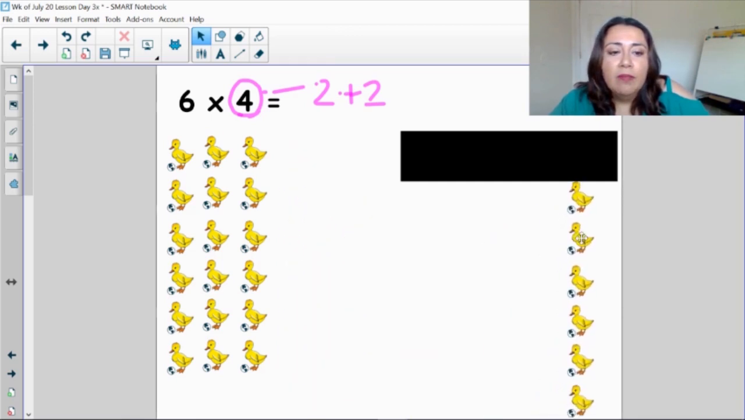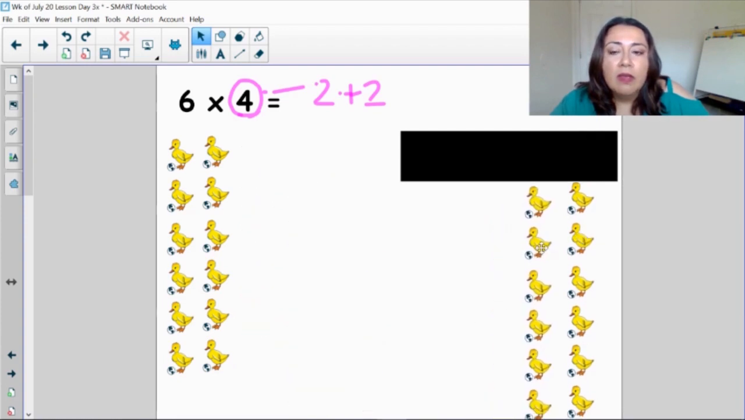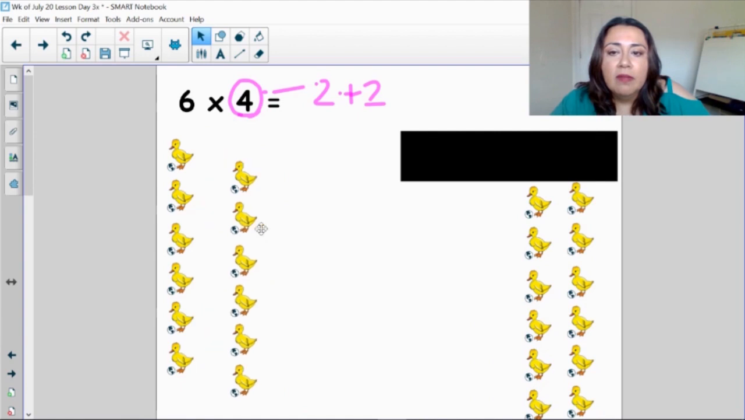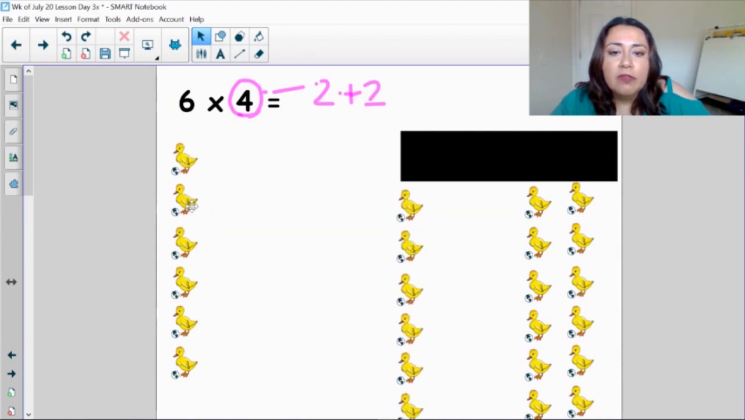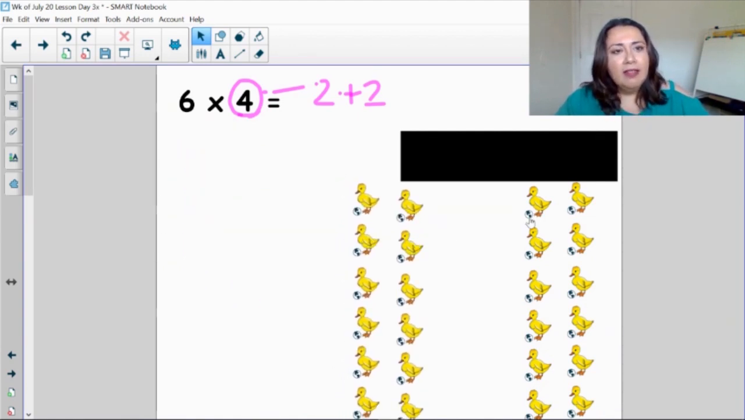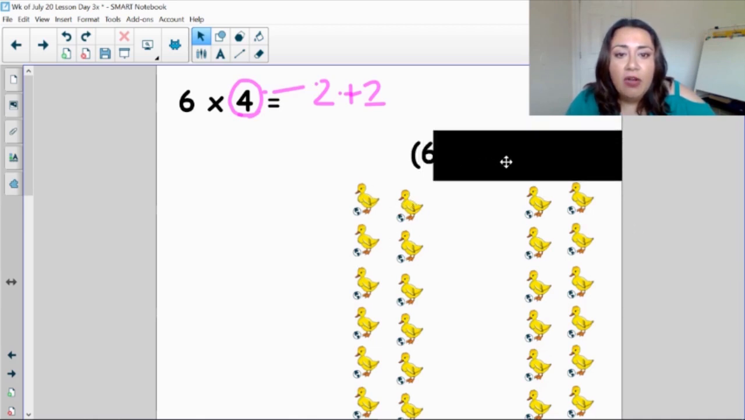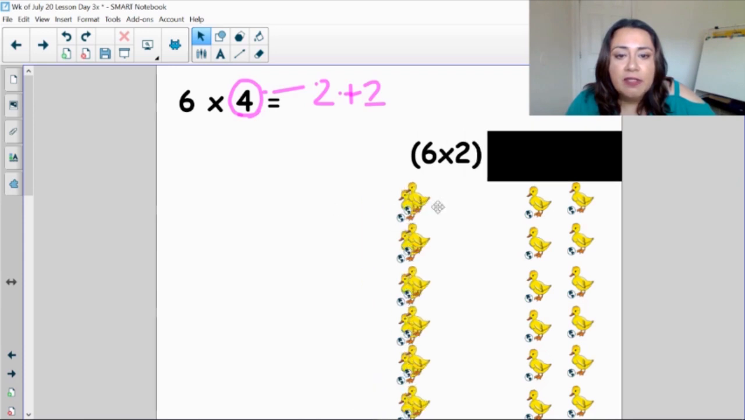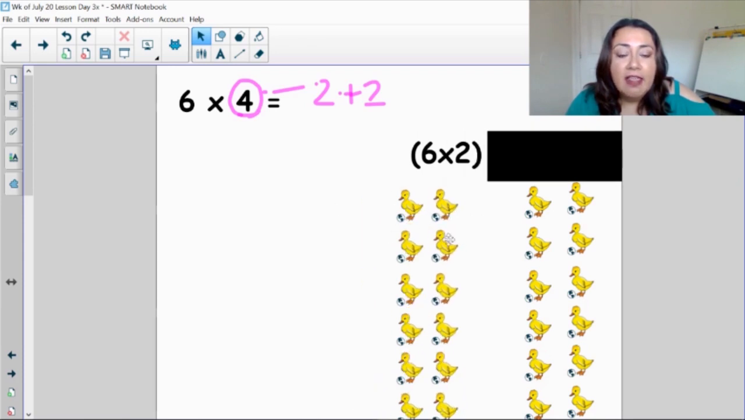1, 2 y 1, 2. ¿Cambié la cantidad de patitos? No hice nada, solamente los moví. Claro que no. Ahora yo puedo decir que aquí, en este lado, tengo 6 filas. 6 filas de a 2 patitos.